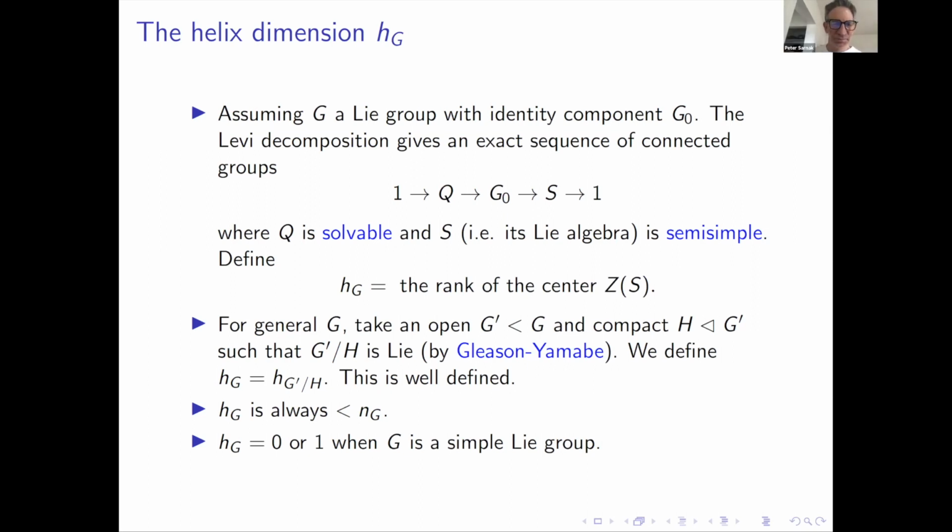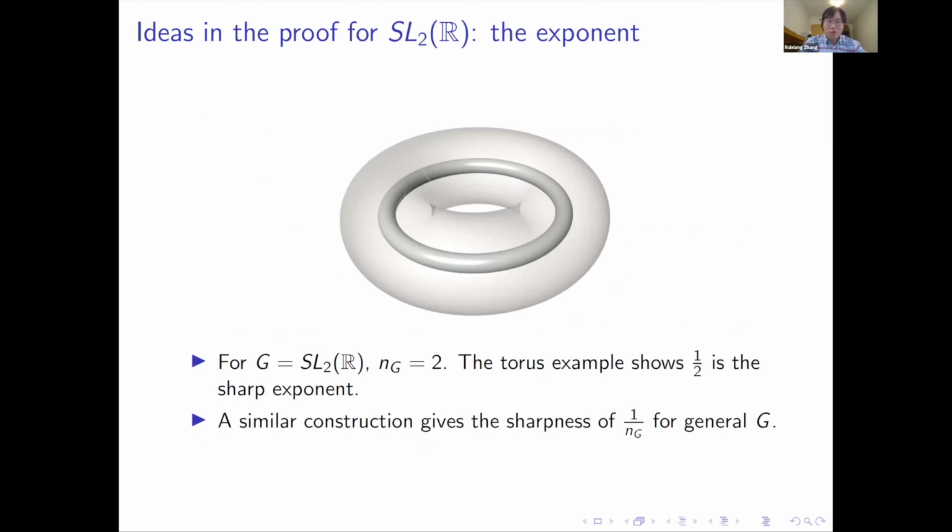I think at least one new idea is needed to deal with that. But let's first look at SL2 of R, and maybe in the end we can look at the universal covering a little bit. From this point on, I'll start talking about the ideas in our proof of the SL2 of R case. The first one is basically what we already covered, namely the sharpness of the exponent. The sharp exponent is 1/2, and we had the torus example showing it's sharp. You can generalize this to a similar construction showing that 1/n of g would be sharp for general G, if you can actually prove that.